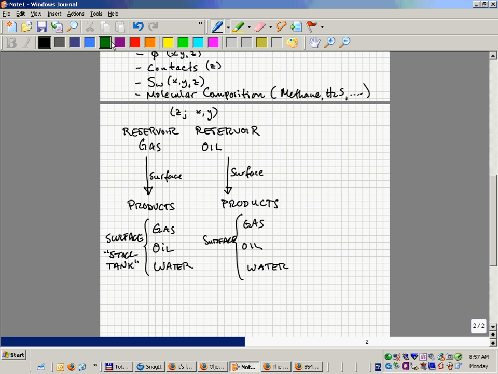There's a couple of special names. If you've got surface oil coming from reservoir oil, we often call that crude oil. Okay? It's got some other names too. And then we've got a special name for this surface oil coming from reservoir gas. We typically call that condensate. Condensate. Condensat. Okay? Råolja is the Norwegian equivalent of crude oil, råolja, and condensat.